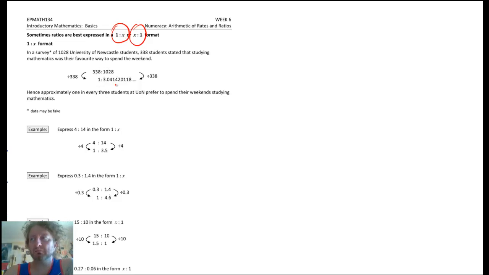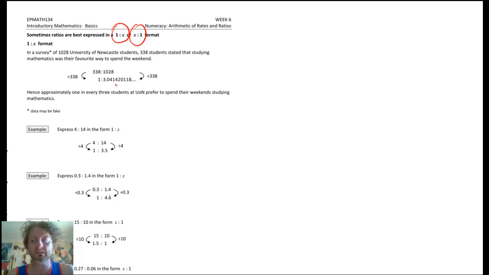Let's just be rough here. This might be for a student magazine. And I can say approximately 1 in every 3 students at University of Newcastle prefer to spend their weekend studying maths. So you can see it's got a practical sort of use. I would use a 1 to 3 ratio in an article much quicker than I would use 338 out of 1,028.